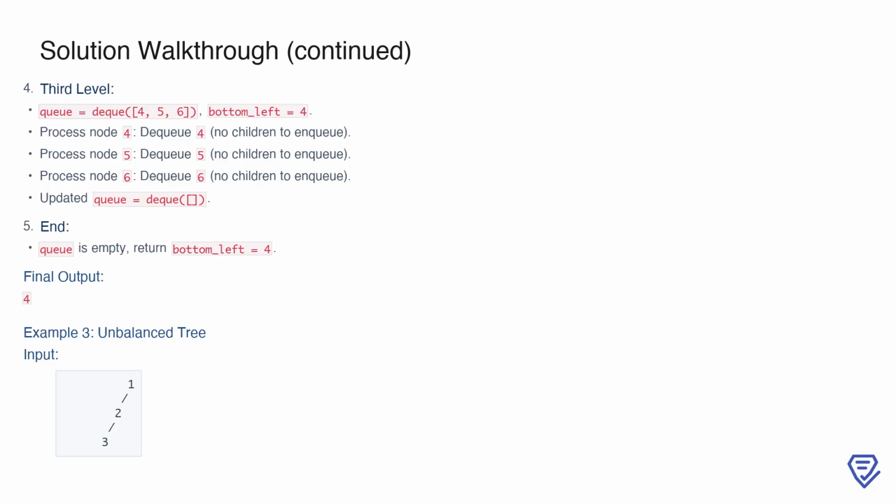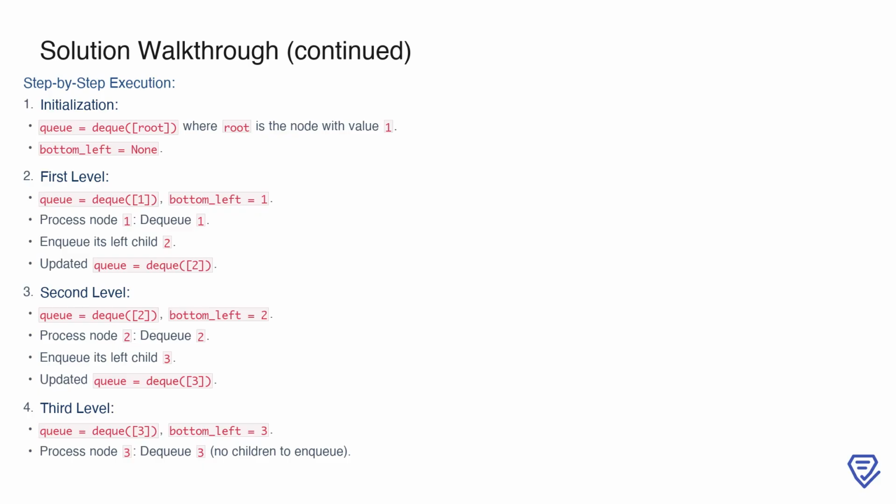On the second level, the leftmost value is 2, so bottom_left is updated to 2. We process node 2 by dequeuing it and enqueuing its left child, 3. The queue is now updated to contain just node 3. On the third level, the leftmost value is 3, and we update bottom_left accordingly.